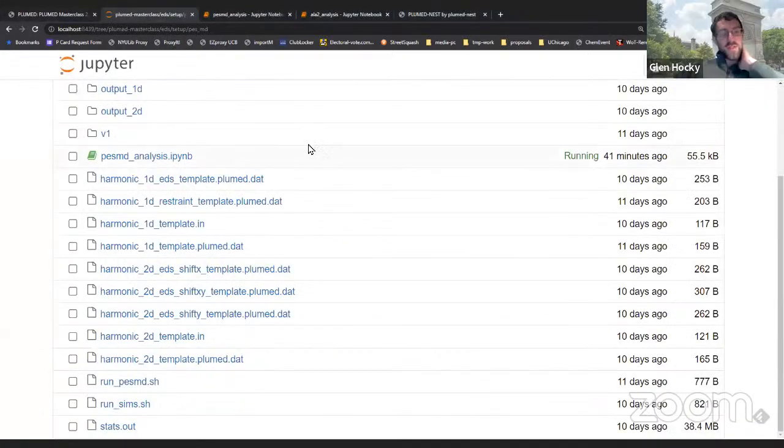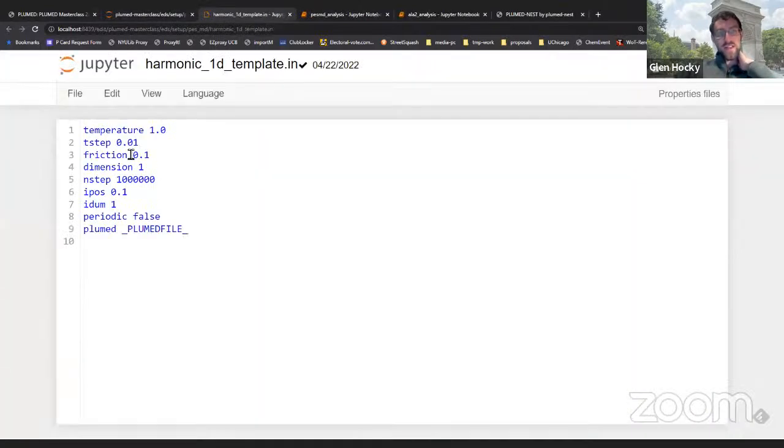Okay, so first we're starting with a 1D model. In this workshop, I used the PESMD function of Plumed, which I assume Giovanni or someone like that wrote once upon a time. It's an MD code that does Langevin dynamics in 1 or 2 dimensions. So to start with 1 dimension, we have an input file that looks like this. It has a temperature, which is 1, so that things are in reduced units, a time step, a damping coefficient for Langevin dynamics, and then we run some number of steps starting from some position.